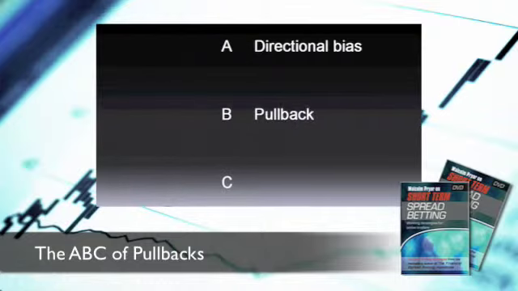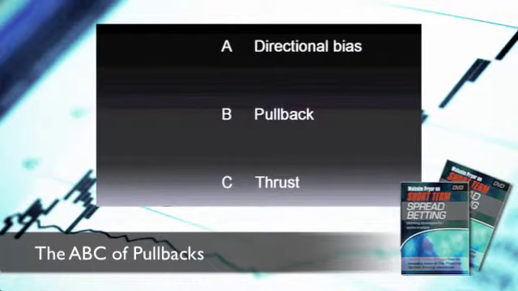Pullback is a move in the opposite direction to the overall directional bias. The pullback gives us a chance to get on board, a bit like a train stopping at a station. Finally, thrust. We don't actually get on board until we have a clear signal that the instrument is heading off back in the direction of the overall directional bias. We're looking for a signal that the move in the opposite direction to the overall directional bias is over.